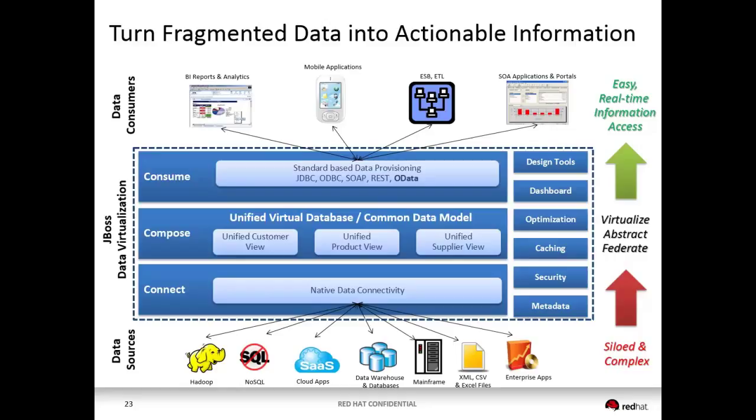In our diagram here, we want to show that we turn fragmented data into actionable information. If you look on the bottom, we have our data sources, which are siloed and complex, such as Hadoop, MySQL, the flat file, and so forth. We want to connect to those through data connectivity, native data connectivity.